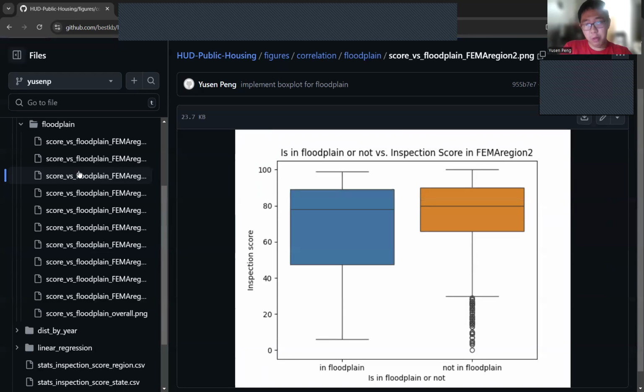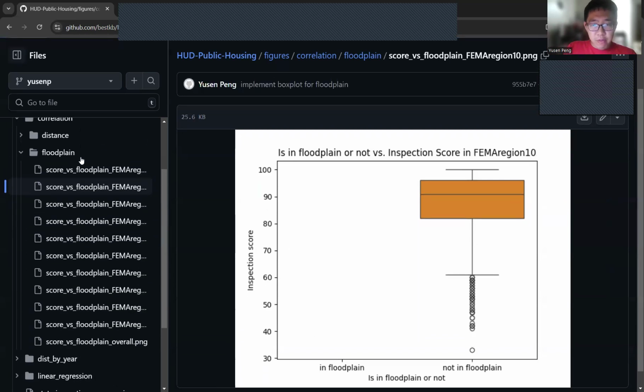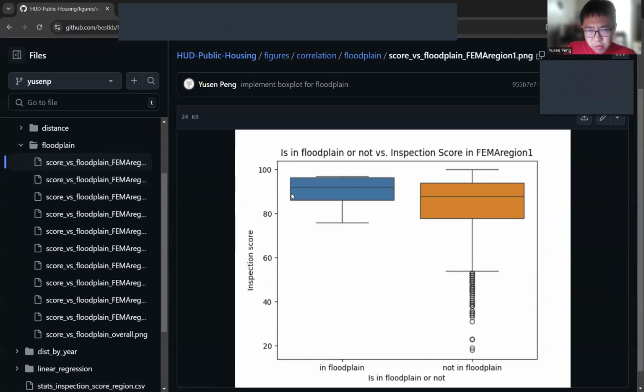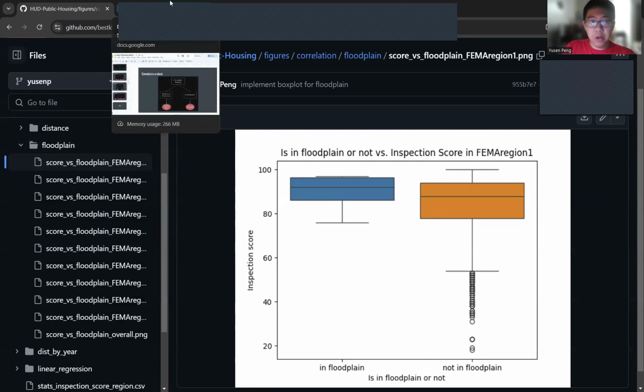But I'm just going through the process of saying we're not only interested in the United States as a whole, but we also care about each individual FEMA region. We can pick a random FEMA region, like FEMA region 1. In this case, we also find something counterintuitive: you're in a floodplain, but you still have a higher inspection score. That can be accounted for by other factors for sure, but as you can see, for different FEMA regions we have different patterns and different trends with respect to the inspection score.